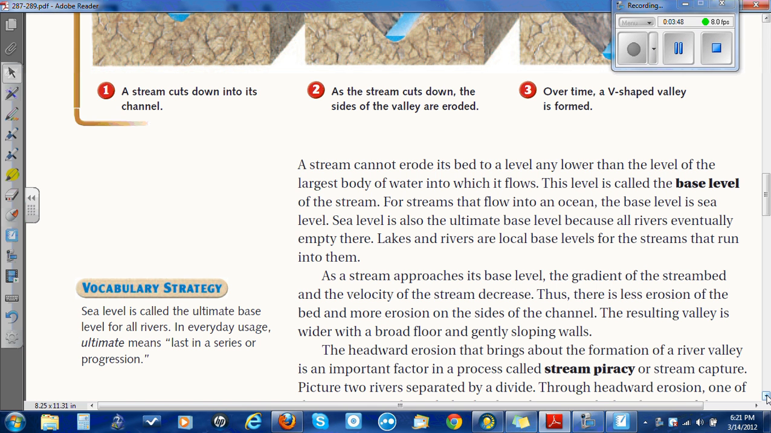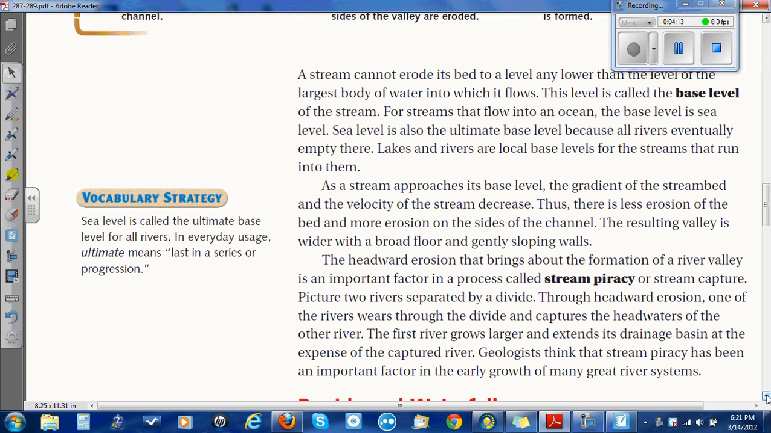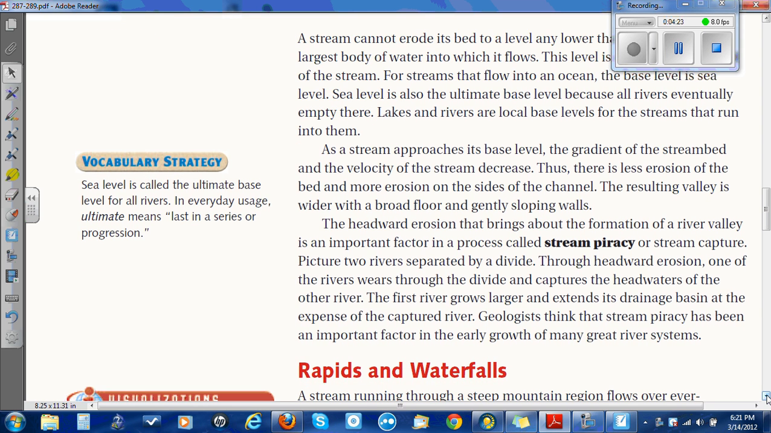For streams that flow into an ocean, the base level is sea level. Sea level is also the ultimate base level because all rivers eventually empty there. Lakes and rivers are local base levels for the streams that run into them. An example would be the Fox River that flows into Green Bay at its base level. As the stream approaches its base level, the gradient of the stream bed and the velocity of the stream decrease. Thus, there's less erosion of the bed and more erosion on the sides of the channel. The resulting valley is wider with a broad floor and gently sloping walls.